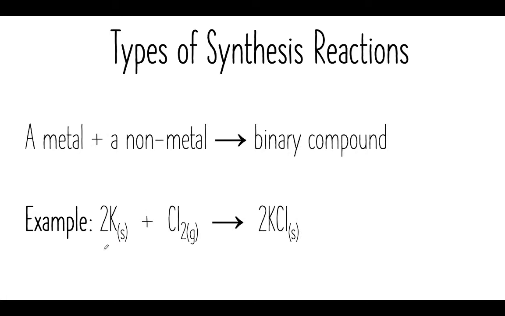Our second type of synthesis reaction is the one that you're probably most familiar with from grade 10. This is when you have a metal and a nonmetal reacting together to make a binary ionic compound. So you've got, for example, potassium, K, reacting with chlorine to produce KCl.